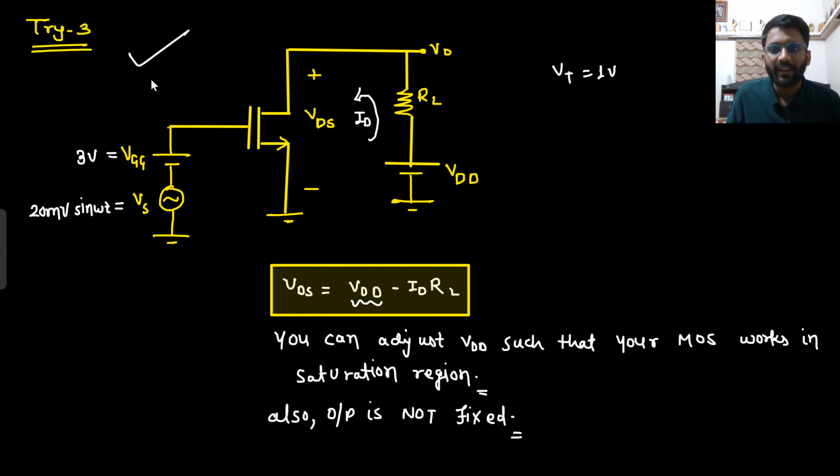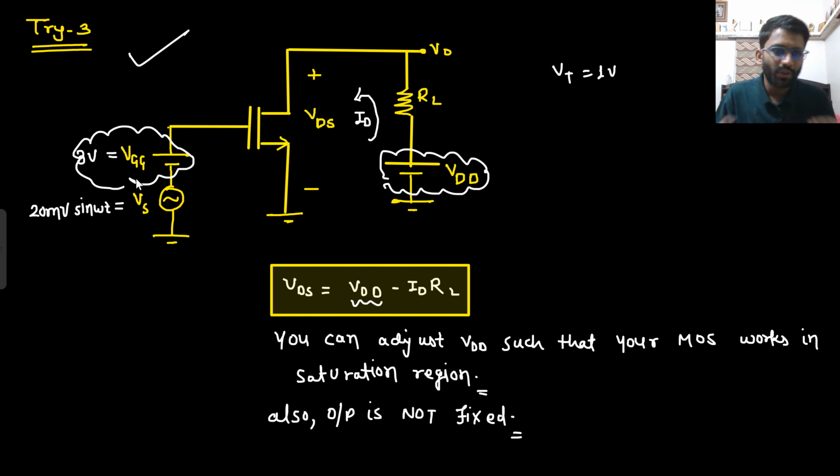So this biasing technique can be used. But again, there are some issues with that. What is that issue? That we will learn when we are studying the common source amplifier. But here briefly I can tell you what that issue is. The issue is two batteries. One battery is VDD, the other battery is VGG. So you don't want to use two batteries. You have only one supply. With the help of the VDD supply only, you have to bias the gate voltage as well.